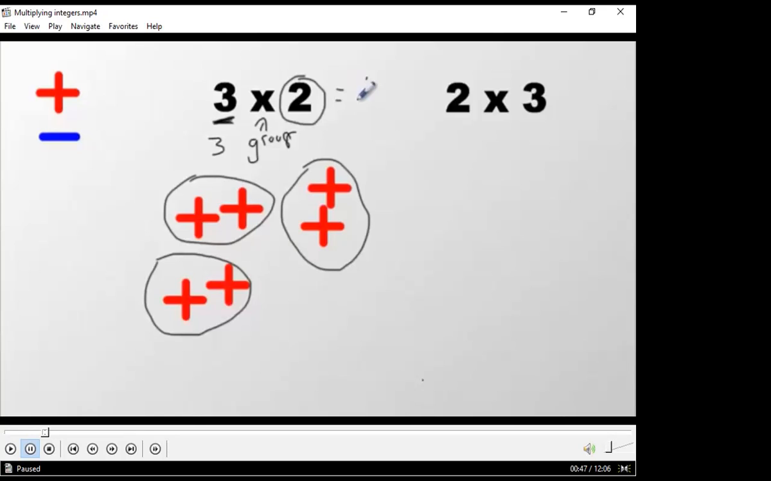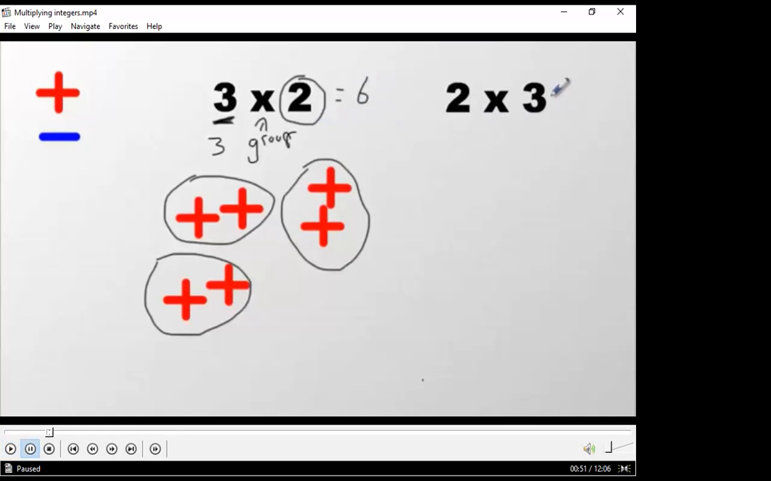Is that clear? Let me say again. First, how many groups do we have? I have 3 groups. Second, how many in each group? I have 2 in each group. Then, what is the answer? Could you please start to count with me, grade 7? 1, 2, 3, 4, 5, 6. The answer is positive 6. Any questions so far? No. Okay, let's move to the next question.